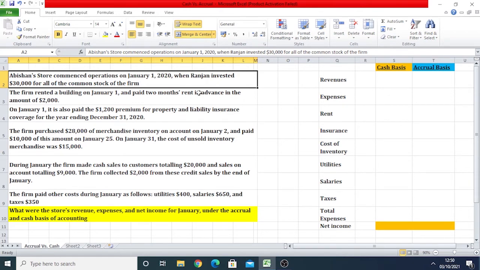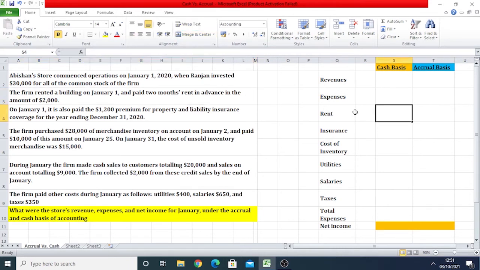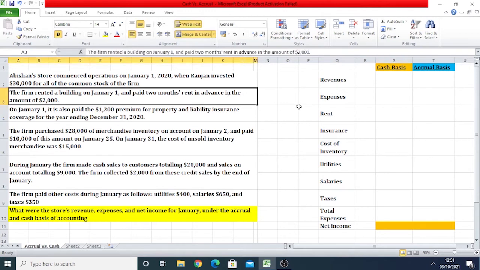The firm rented a building on January 1st and paid 2 months rent in advance in the amount of $2,000. Under the cash basis system, an expense is recorded the day the payment leaves the business's hands. In January, the business paid 2 months rent, $2,000. Since the cash went out, the business will record $2,000, the full amount, as an expense.